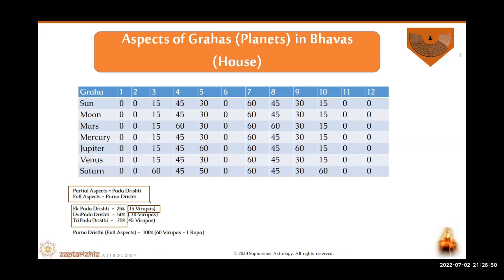So like this, these Ekapada Drishti, partial aspect and full aspect is only the calculation. If you are good enough in mathematics, we can calculate it manually. That is possible. Nowadays, softwares are also giving this partial aspect. I think in the Jehora there is a section, if I remember.